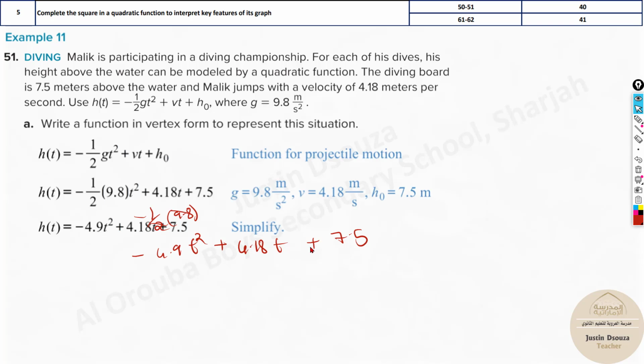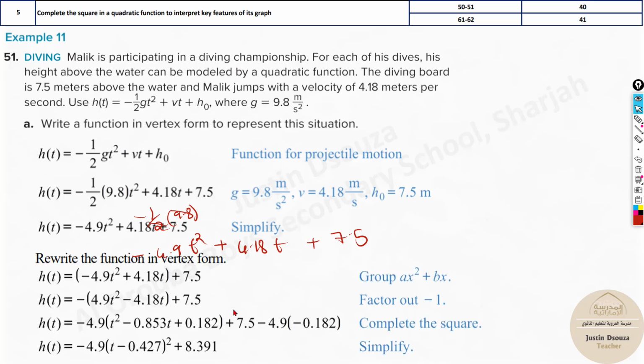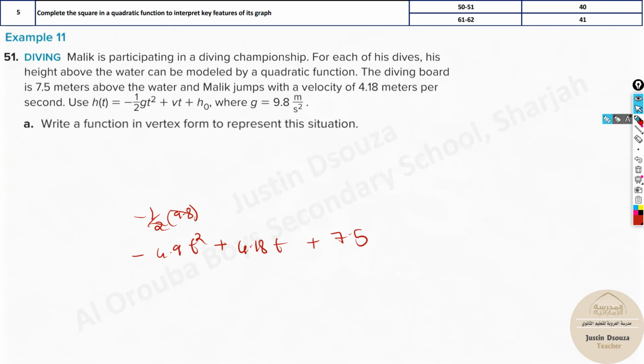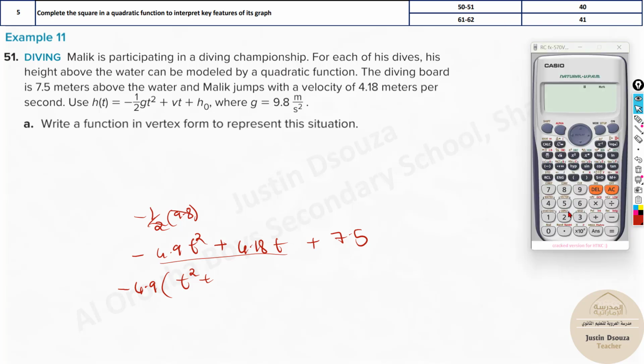Now, once you get the function, you can do the completing the square method just like what we have done a while ago. You have to take this common out. Let me just do this over here. Only for the first two terms. Over here, just focus on the first two terms. Take negative 4.9 common outside. So you are remaining with t squared plus, what is 4.18 divided by 4.9? You can just use the calculator. 4.18 divided by 4.9. It's 0.85.